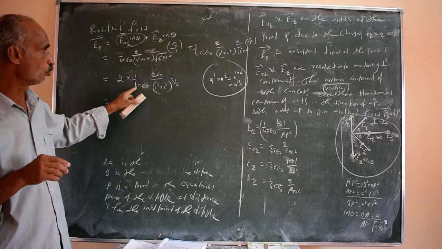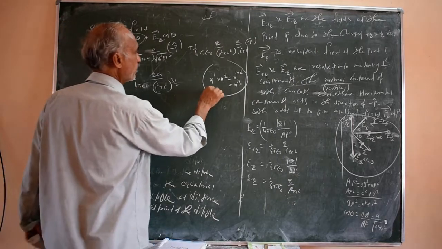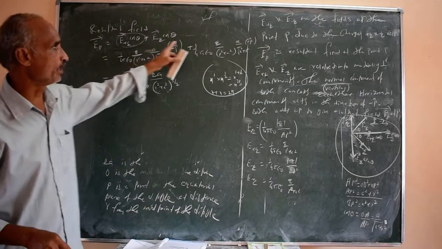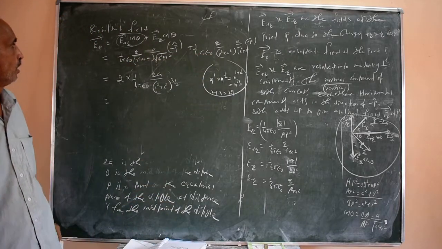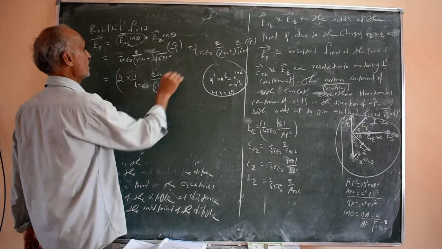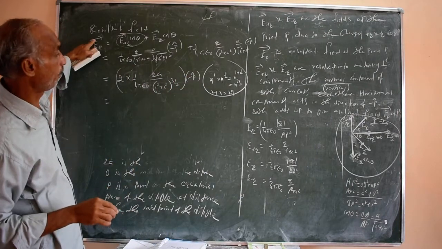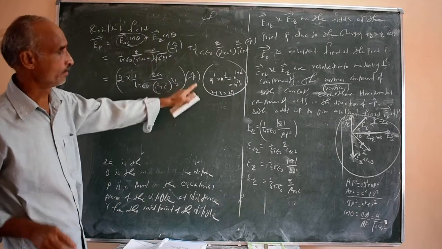Therefore, 2 ones are 2, the 2s cancel, x plus x is 2x. Why did you get 2 times? Because the same quantity adds up twice. Therefore, it is 2x into minus p cap. Direction is necessary. When you are putting the bar for the vector, you have to mention the direction.